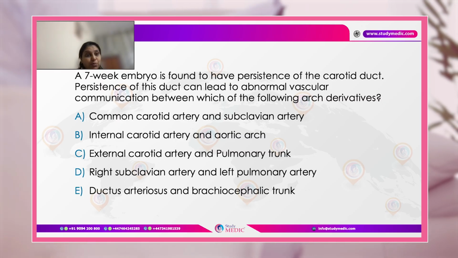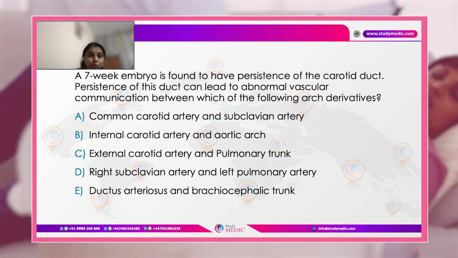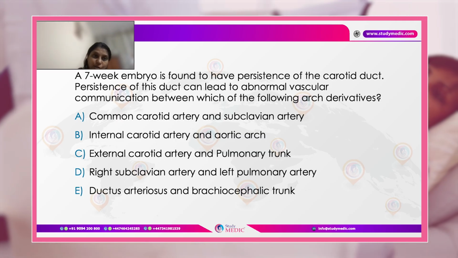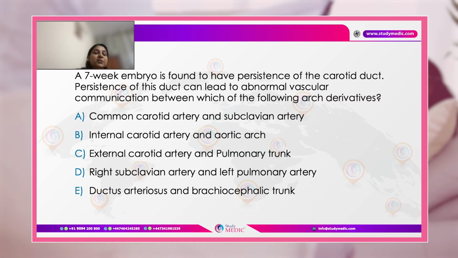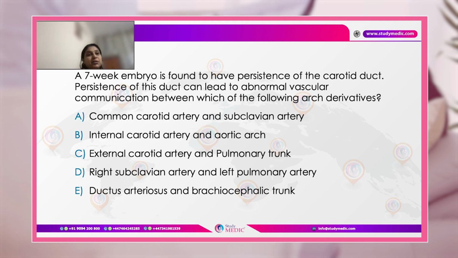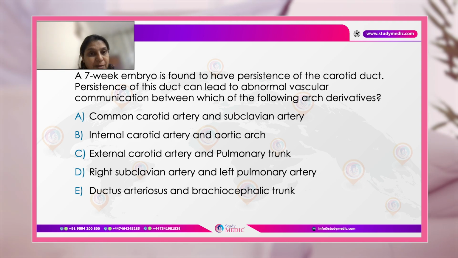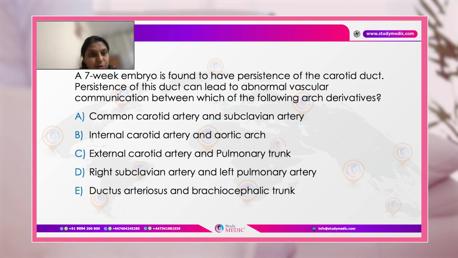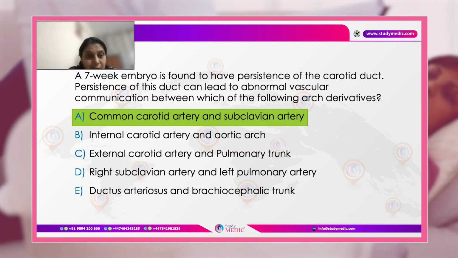So let's see what the options are. The third aortic arch was the carotid, and the fourth aortic arch was either the arch of the aorta, or the subclavian on the right side. So let's see the options. The common carotid artery and the subclavian artery. All right, yes, this is right. So the first option is our right answer. Let's see the others also.